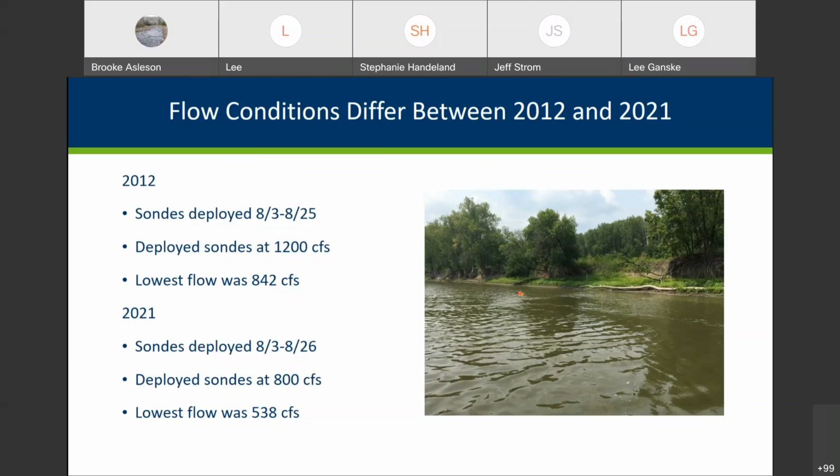In 2012, the sondes were deployed when the river was flowing at 1200 CFS, and the lowest flow rate that was observed during that deployment time was 842 CFS. Whereas in 2021, the sondes were deployed at 800 CFS, so already lower than the lowest observed in 2012, and flows went down to as low as 538 CFS. So much lower than 2012, but not as low as the 7Q10 flow rates that were seen in the '88.